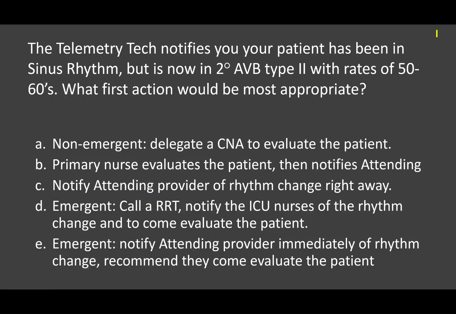The telemetry tech notifies you your patient has been in sinus rhythm, but is now in second degree AVB Type II with rates in the 50s to 60s. So we're bradycardic. What first action would be most appropriate? This is a question of your patient has a new, slower rhythm. How do you address that? Well, it's not something you're going to delegate to a CNA, so that one's out. Would you call the attending first and have them be the one who looks at the patient? Would you call an RRT first?